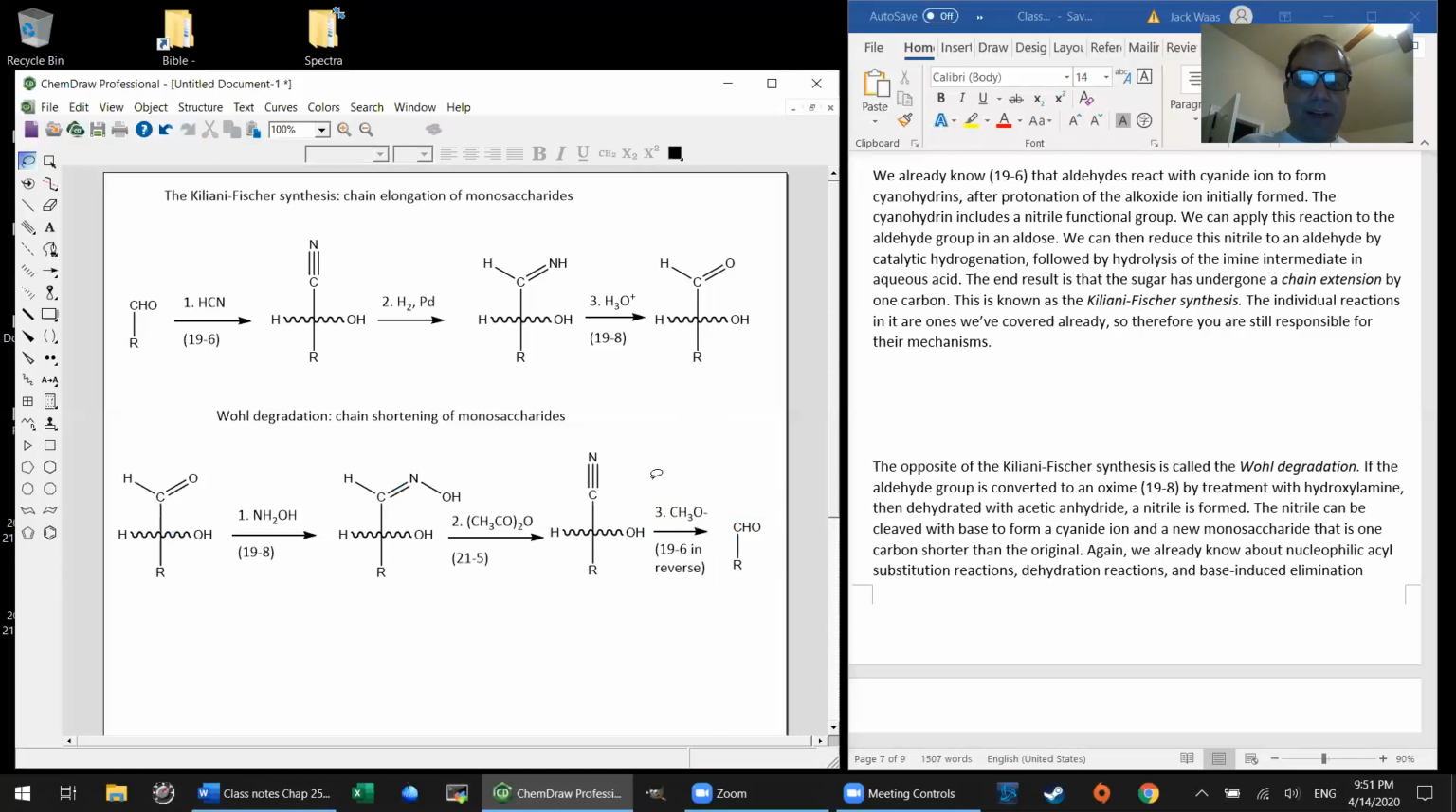And so the fate of the original aldehyde carbon is to wind up in a cyanide ion. That, of course, is water soluble, so that's going to go very carefully in the waste jug. That process is known as the Wohl degradation. Again, all of these are reactions we understand already. We're at the end of the term, and as I've said before, my ability to surprise you is limited at this point because we've basically seen it all.